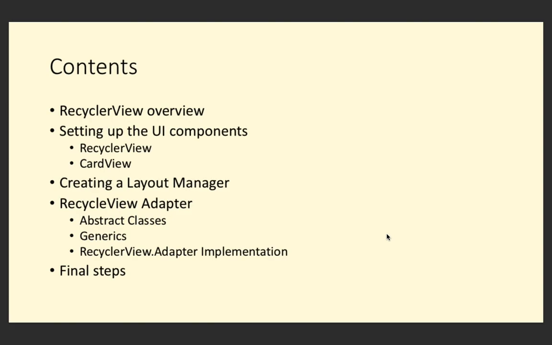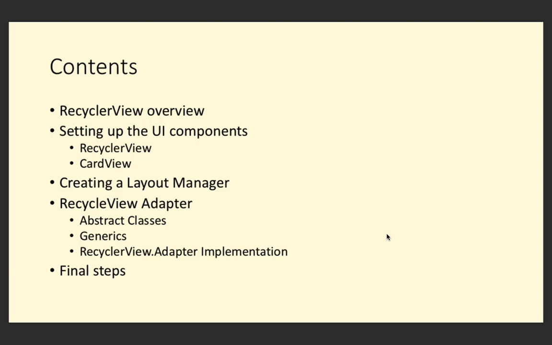We'll talk about how we can go about setting up the various components that we need for working with the RecyclerView itself, and a card view. The card view is how we define the layout for an individual item within the list. So if you think we've got a series of items, each one has got its own kind of layout. We'll also look at a layout manager.